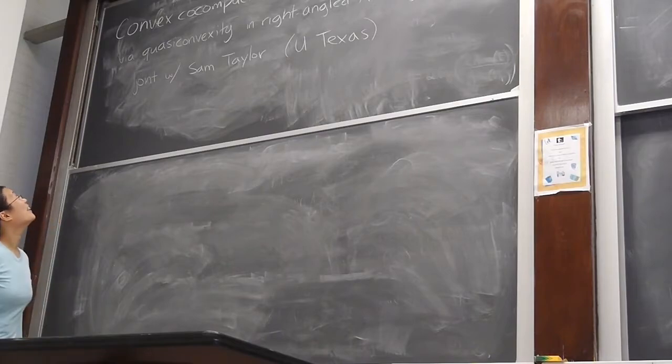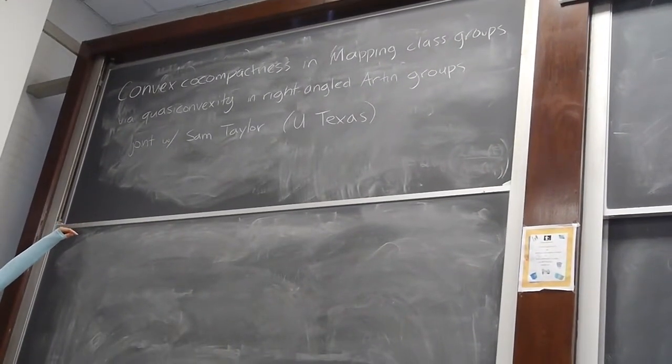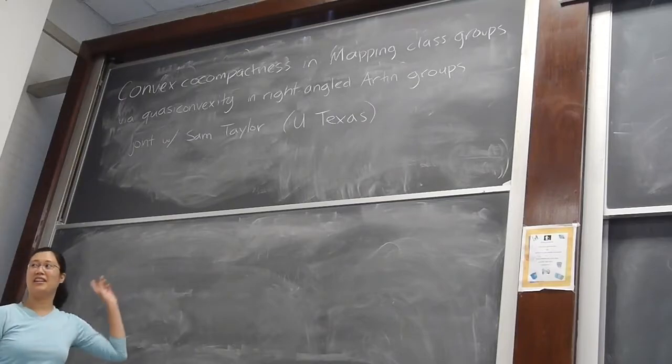It's really an honor. So I'm talking about convex cocompactness in mapping class groups via quasi-convexity and right-angled arc groups. There's a lot of words there, so hopefully as I go through the talk, we'll get to all of them. And this is joint work with Sam Taylor, who's a graduate student of Alan Reed's at the University of Texas.